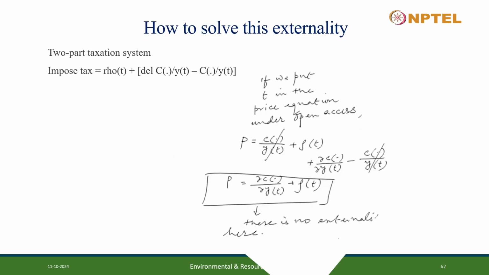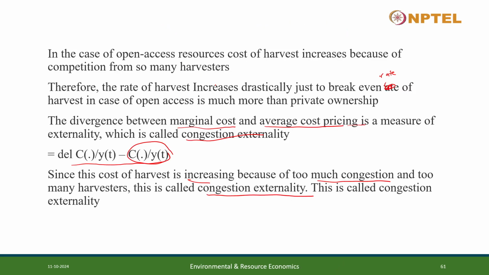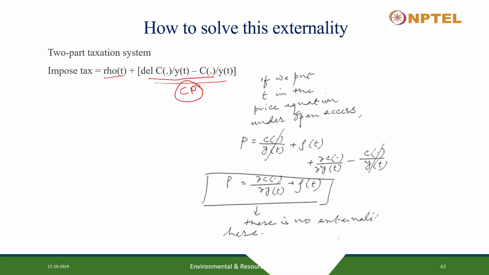And to solve this congestion externality, we have a taxation system. So a two-part tax system should be there, where tax should be equal to rho t times this congestion externality part. Okay, so this rho t we have derived as a shadow price, and this term we have derived as the congestion externality. If you add this difference into the cost component, then the externality gets reduced, and the price will be dou c by dou yt plus rho t, similar to private ownership, right?